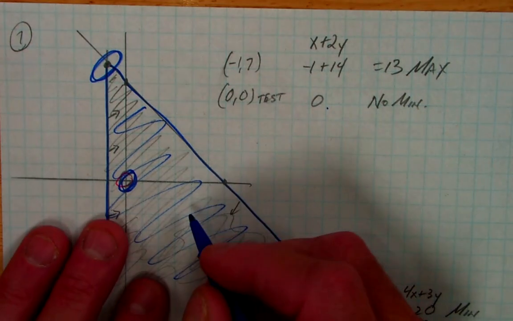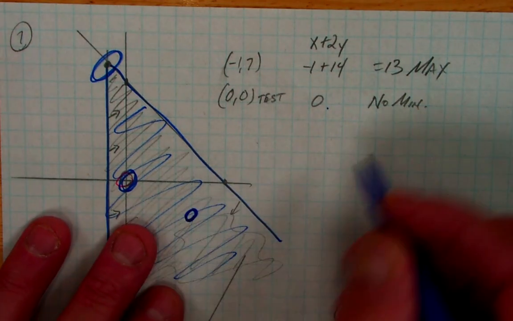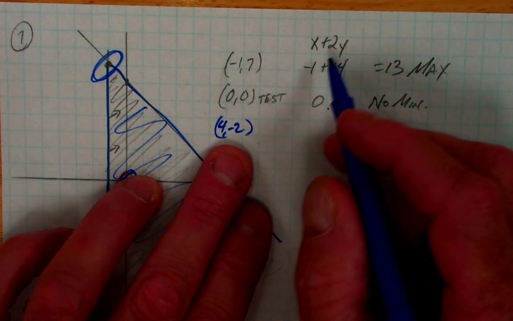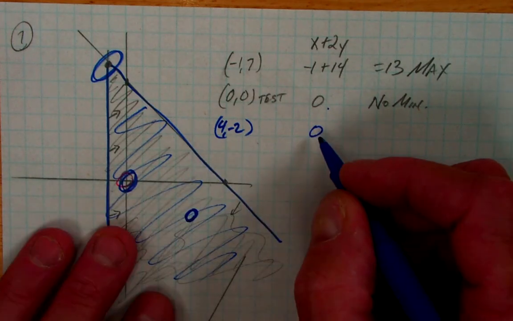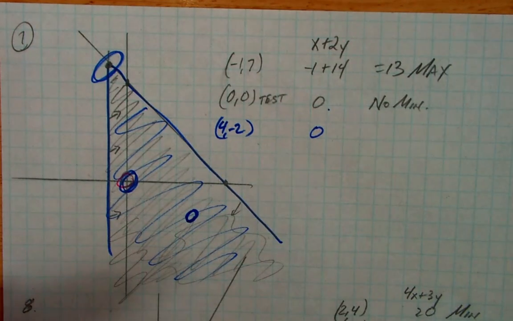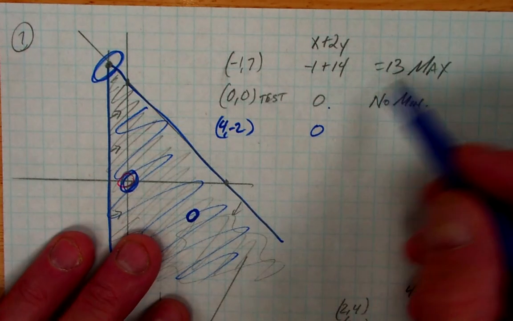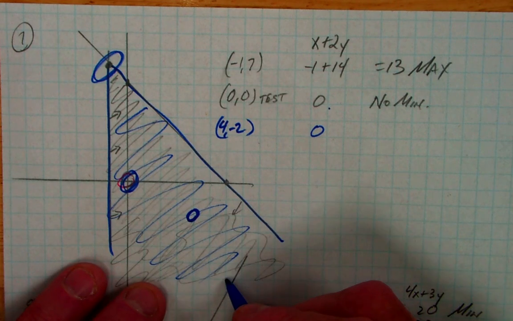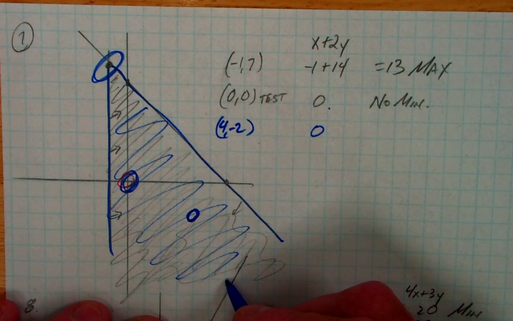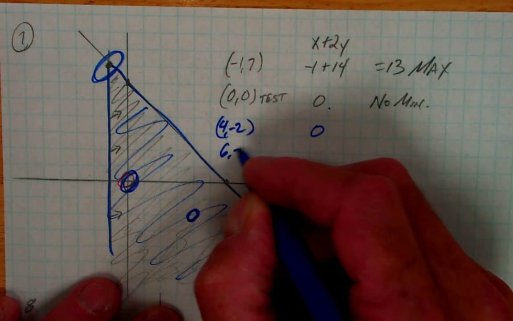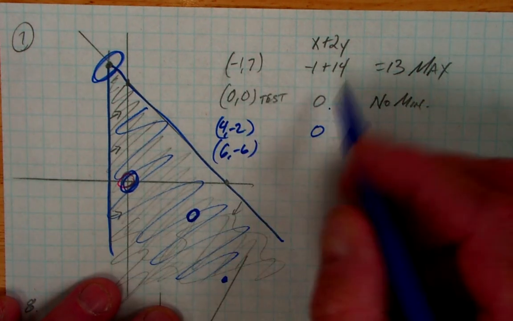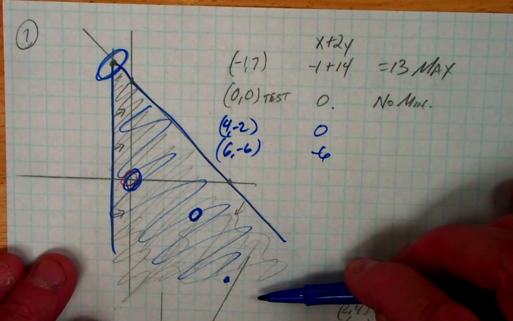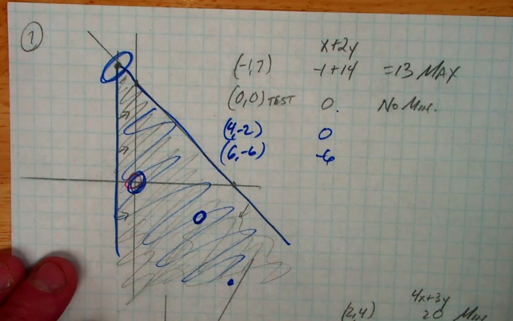Like if I would find another point, like say over here, 4, -2, plug in 4 and -2, I would get 0 again, which kind of surprised me. But that again is smaller than 13. If I would pick something like, say, way down here, let's go 6, -6. 6, -6 would give me -6. So we can see that the further I go, it's getting smaller and smaller and smaller. So then, yes, this is in fact a maximum.